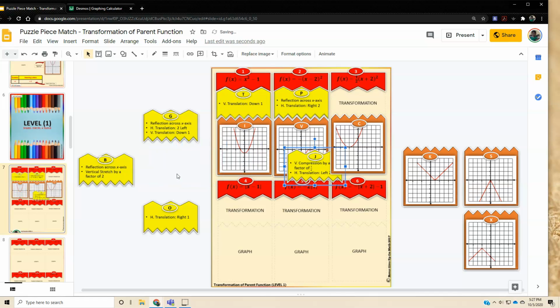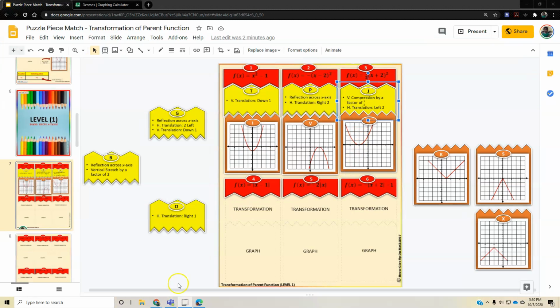So it's a vertical compression. Vertical compression by a scale factor 1/2. In other words, compression means it's being squashed by a factor of 1/2, and then it's translated 2 units to the left.